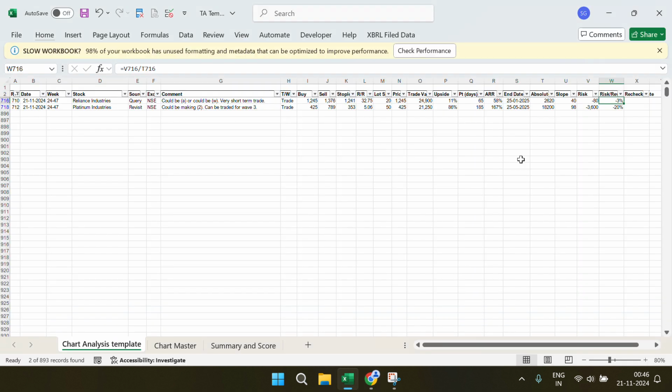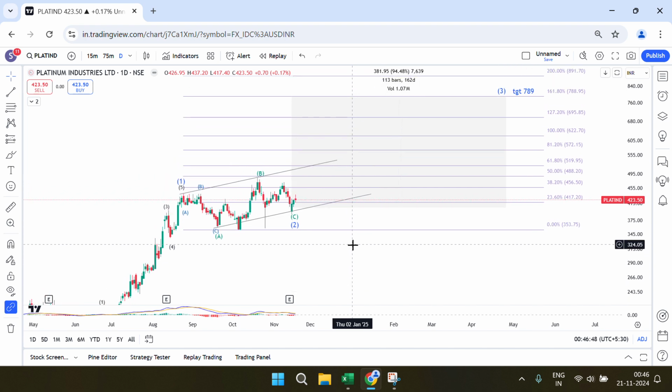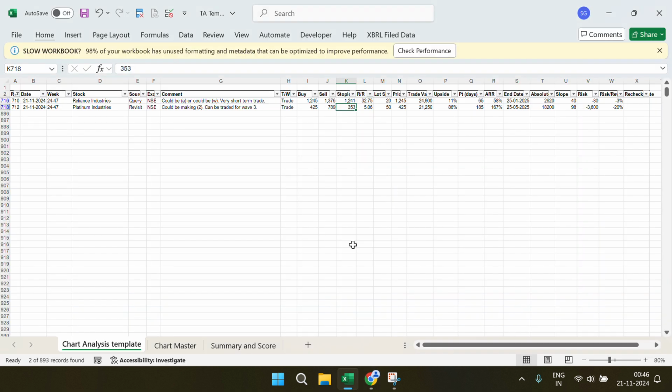So let's come back to the journal. In journal now again, I have a view. I'm saying that okay, it could be making wave two, it can be traded for wave three. Now I'm expecting to enter at 425. I'm expecting it to sell at 789, and I have a stop loss at 353. Now here the stop loss is slightly bigger. I have a stop loss which is slightly farther down, and this is what the impact is going to be. Now in this also my risk reward is roughly 5, reward to risk I should say.